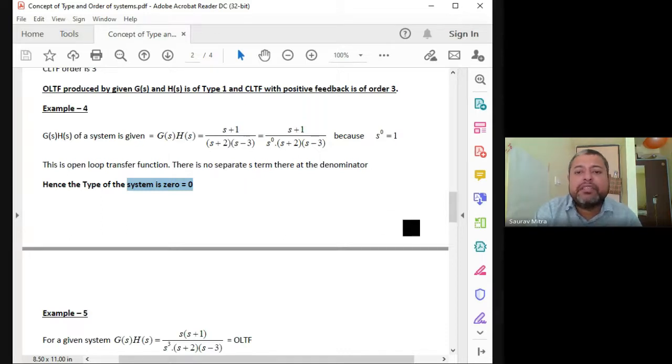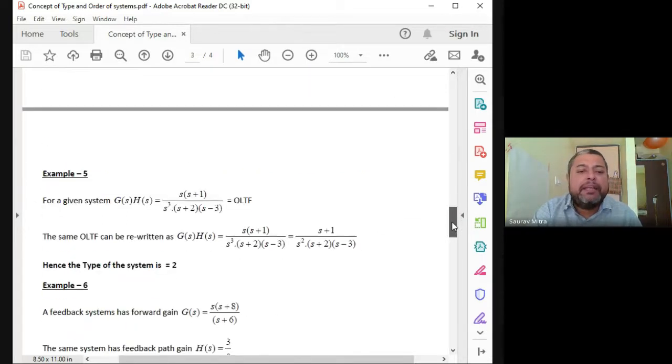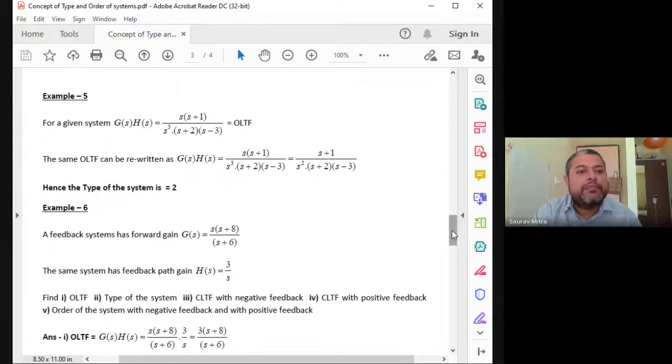So a very important concept is this type. Just looking at the type and the type of the input, I can tell you how much the steady state error is going to be. That is the art that I'll tell you. For a given system G(s)H(s), now I am not giving you G(s) and H(s) separately, I'm just giving you G(s)H(s), because we now know what is meant by type. So for a given open loop transfer function, s into (s plus 1) divided by s cube (s plus 2)(s minus 3).